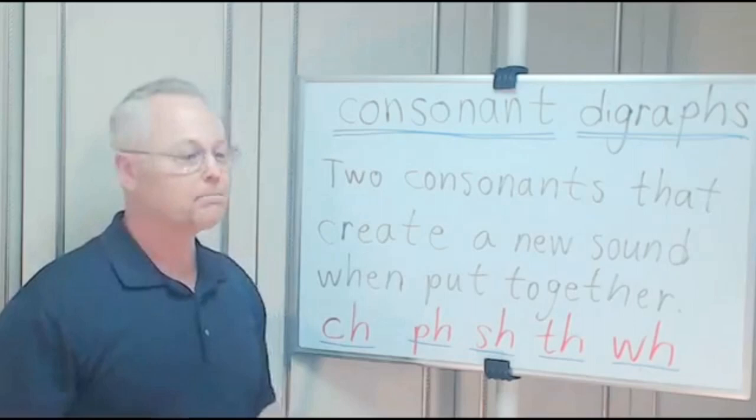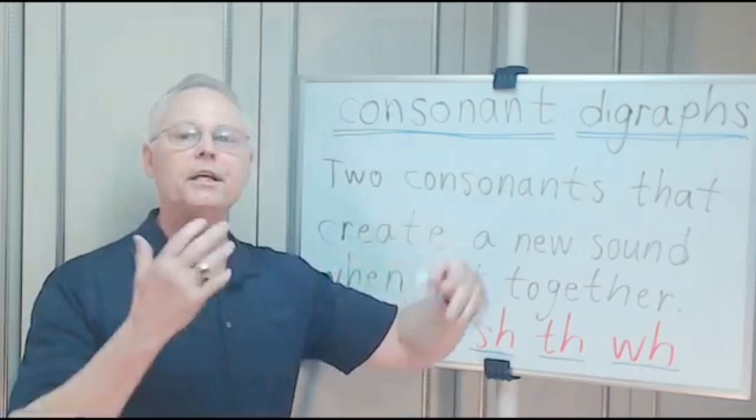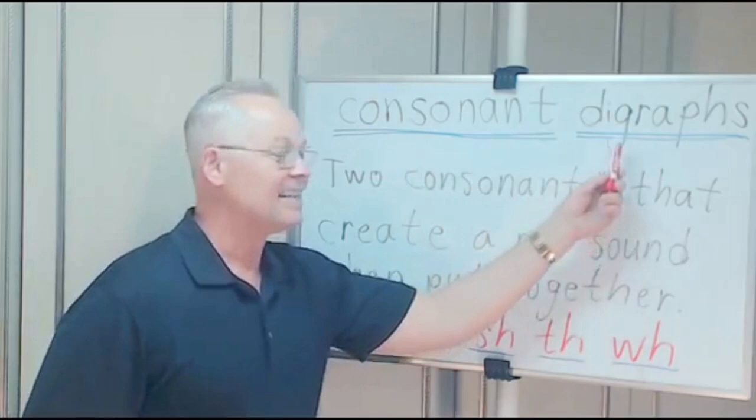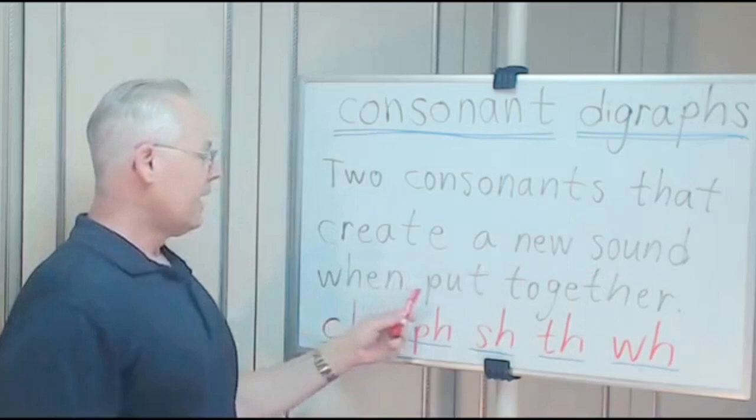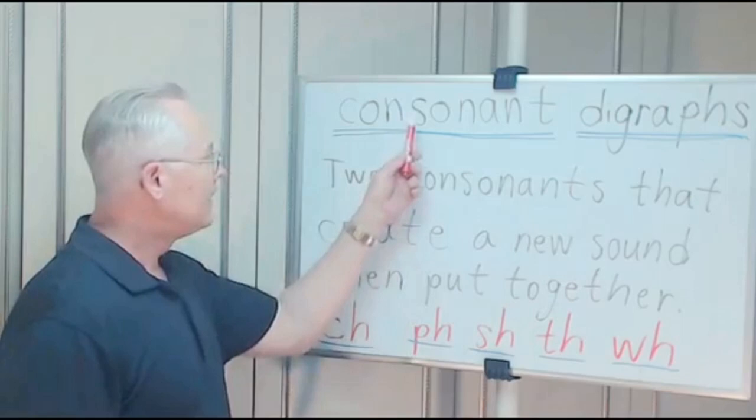That's what we're talking about now. We're finishing up on the consonant digraphs. I'm sorry, I said diaphragm. Digraphs. Okay, we have two consonants that create a new sound when put together. That is the definition of a consonant digraph.